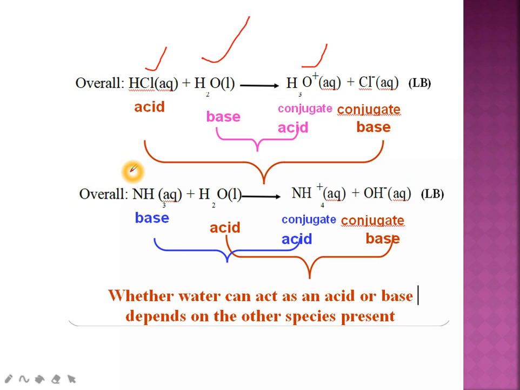And another reaction is dissolving ammonia in water. NH3 plus H2O gives NH4+ and OH-. So according to the Lowry-Bronsted theory, a base is a substance that accepts H+ ions. So here NH3 accepts an H+ ion, and hence it acts as a base. And a conjugate acid is a substance that will donate H+ ions.